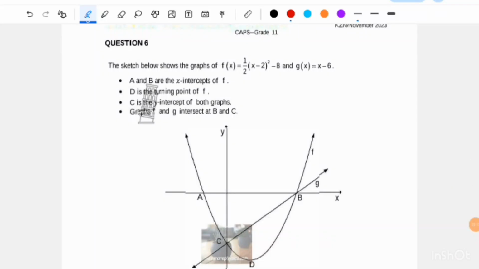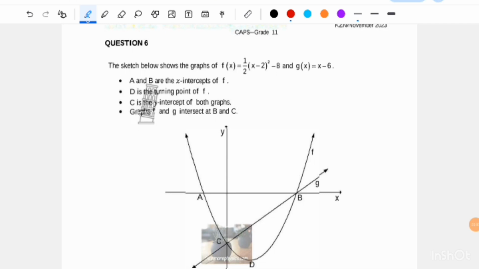So I will continue with the KZN November 2023 paper for grade 11s. So we'll do question 6. Question 6, again, is a question of functions. In this question, you have been given the information. The sketch below shows the graph of f of x and then g of x.